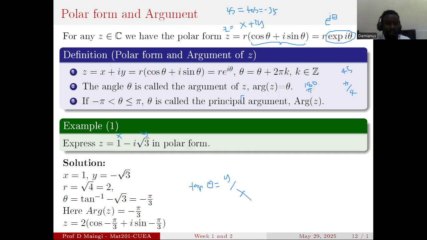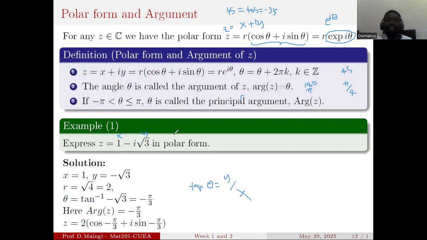So what is Y? Y is minus root 3, and X is 1. So theta is minus root 3, rather, tan theta is minus root 3. So how do you find theta? You find the tan inverse of that, okay?